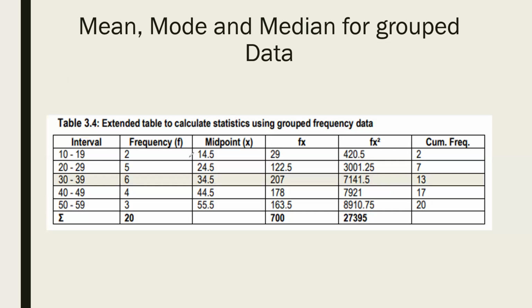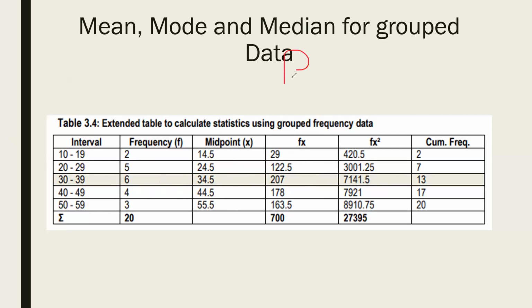So your frequency becomes f. Your midpoint becomes x. So fx means you're multiplying frequency by midpoint. If you say 2 multiplied by 14.5, you get 29. 5 multiplied by this, you get that. 6 multiplied by this, you get that. Then 4 multiplied by this, you get that. And this multiplied by that, you get that. Then, when you have your fx, you have your fx squared.